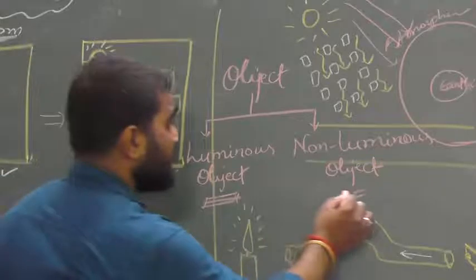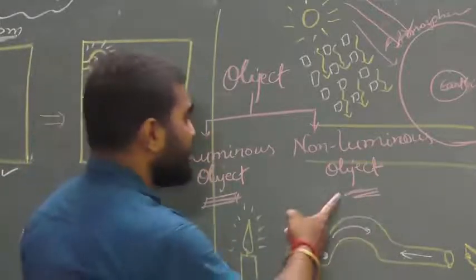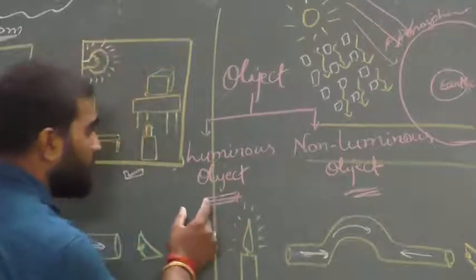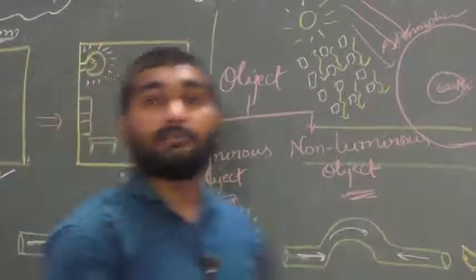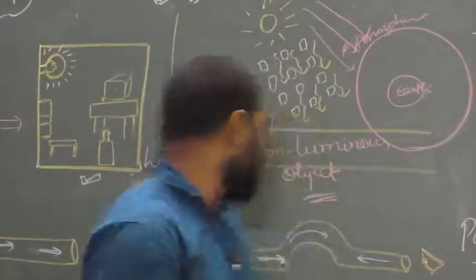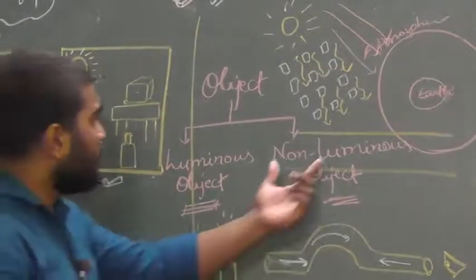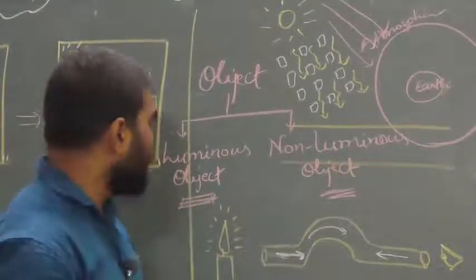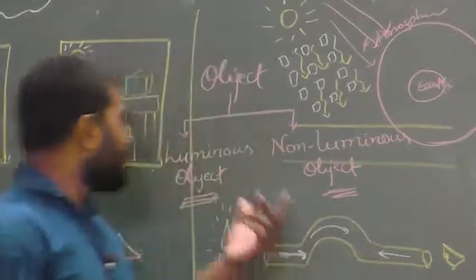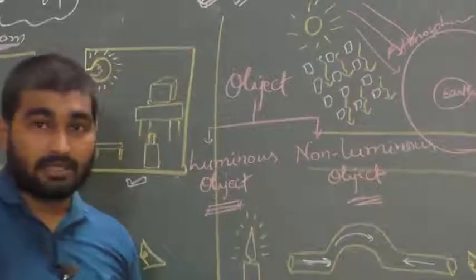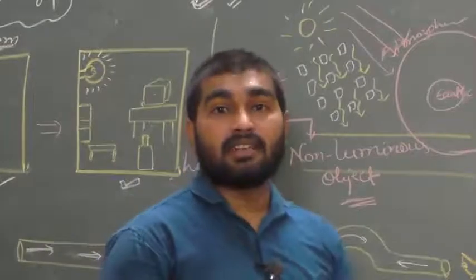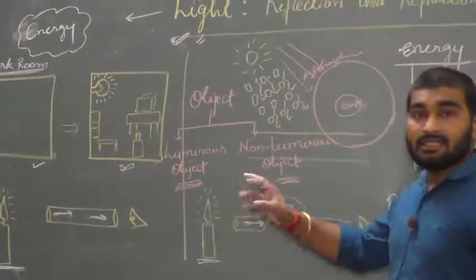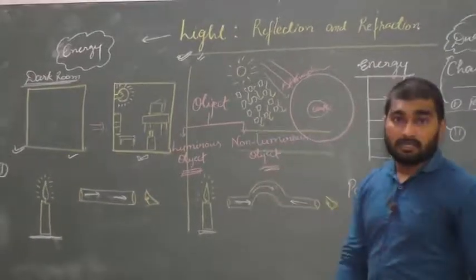And the objects which do not have their own light but reflect the rays of light which fall on them from a luminous object are called non-luminous objects. Examples of luminous objects are a burning candle, electric bulb, sun, star, fire. Examples of non-luminous objects are bench, chalk, duster, moon. So there are two types of object: luminous objects, which emit their own light, and non-luminous objects, which do not have their own light but reflect the rays of light which fall on them.